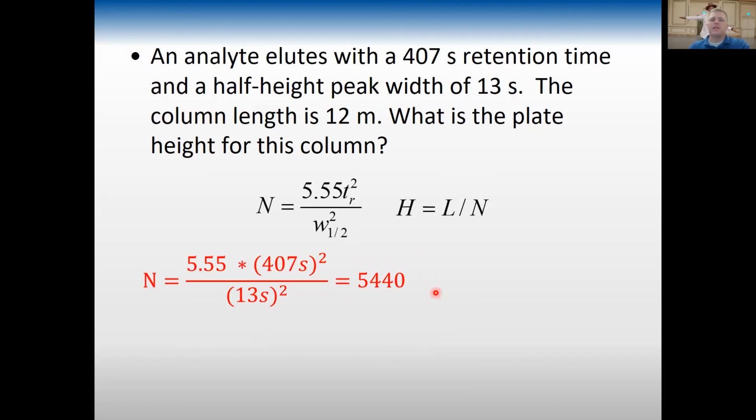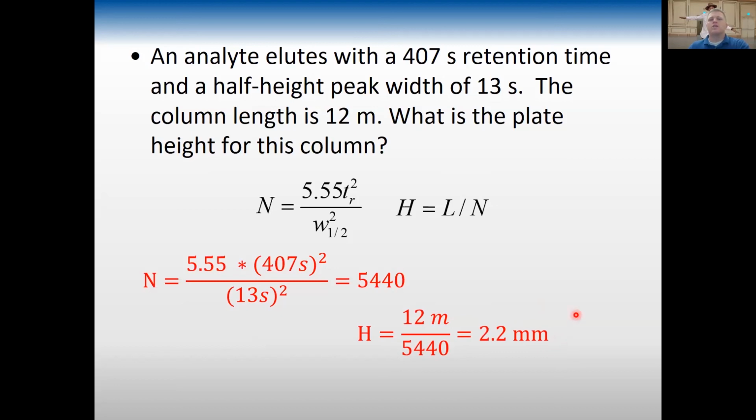Now, plates, in reality, do not have to be whole numbers. They can be decimal places, etc. That's okay because, again, these are just theoretical plates. And theoretically, you can have half a child or half a plate. And then we would calculate the height by taking that 12 meters, that is our column length, divided by the number of plates. And that will get us 2.2 millimeters per plate, or a plate height of 2.2 millimeters.